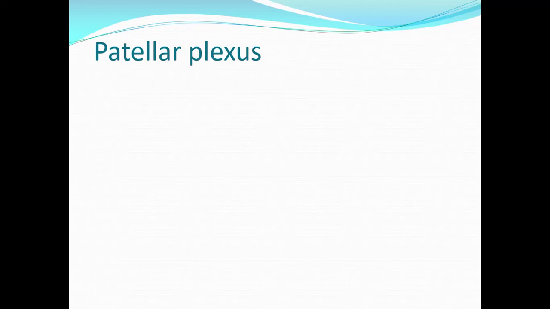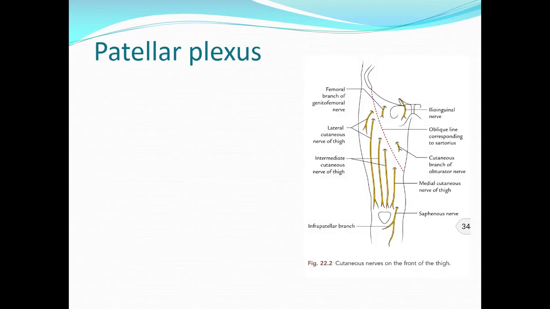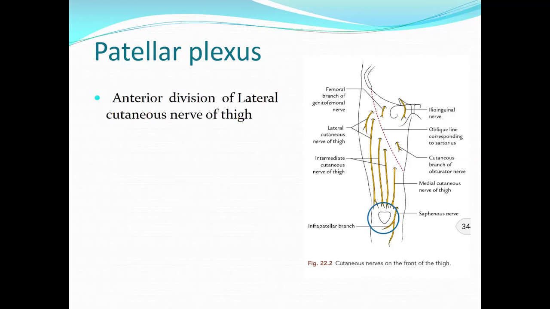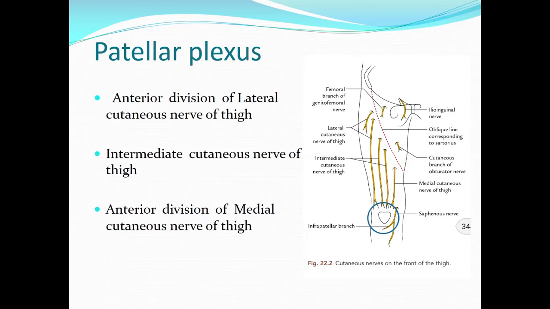Now the patellar plexus. The nerves around the patella form a plexus known as patellar plexus, and these are the areas supplied by patellar plexus. The nerves forming this patellar plexus are anterior division of lateral cutaneous nerve of thigh, intermediate cutaneous nerve of thigh, anterior division of medial cutaneous nerve of thigh, and infrapatellar branch of saphenous nerve.